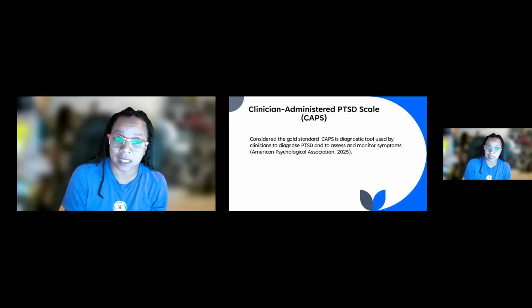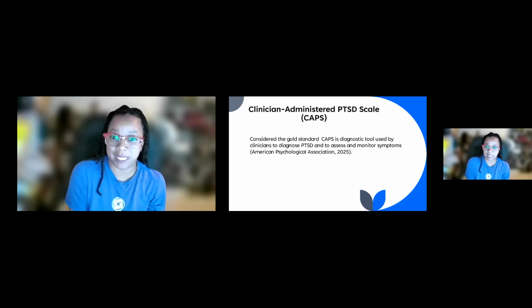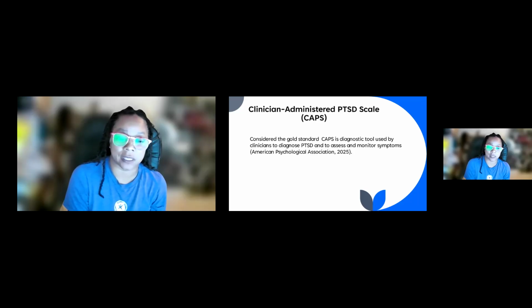The CAPS, clinician administered PTSD scale, is considered the gold standard. It's a diagnostic tool used by clinicians to diagnose PTSD and to assess and monitor symptoms. And this is also an appropriate screening tool.